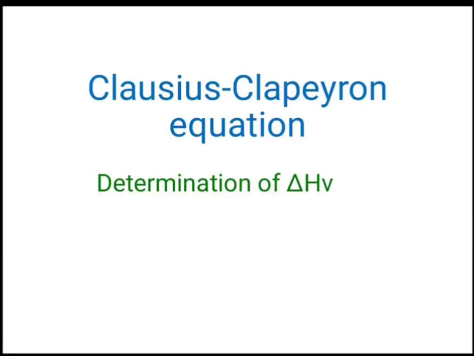Good morning, students. In today's lecture, we are going to learn the Clausius-Clapeyron equation, which is useful for the study of the phase diagram between liquid and the vapor. And from this, we can go on to determine delta HV, that is the enthalpy of vaporization or heat of vaporization.